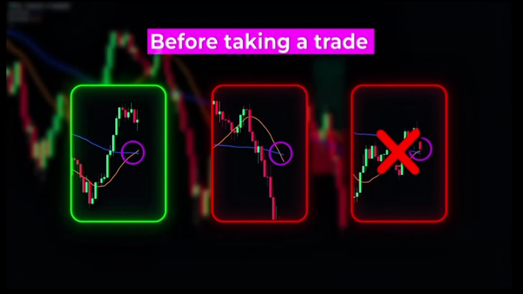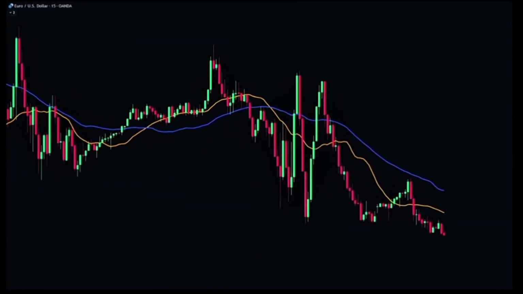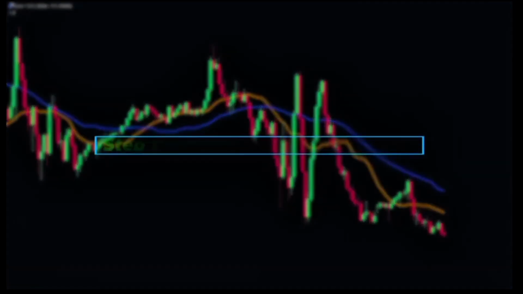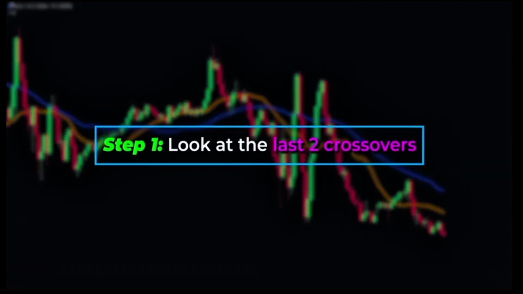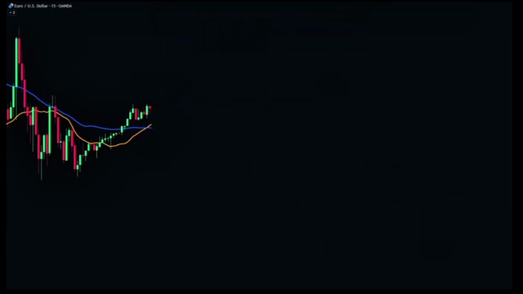Let's take a look at an example where the last two crossovers were a success and see how that changes everything. This time, we're on a Forex chart, specifically the Euro-Dollar 15-minute time frame. The first step is to look at the last two crossovers that formed, which is this one and this one. Now, if we check the first one, it was an upwards crossover, so we would have entered a long trade. If we had done that, the trade would have actually been a success, since the price continued higher. So this is labeled as a successful crossover.